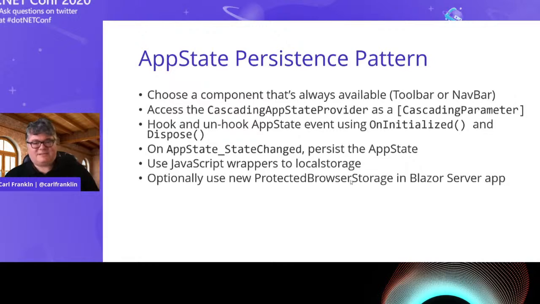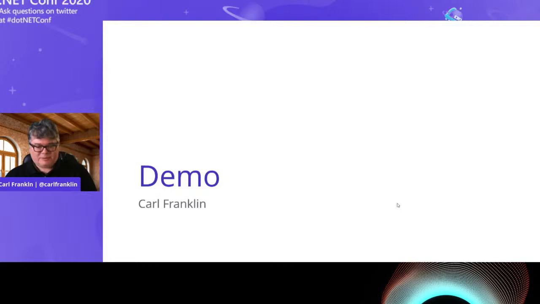So here's the app state persistence pattern. We're going to choose a component that's always available, like the toolbar or the nav bar. We're going to access the cascading app state provider. We're going to hook and unhook the same way we did with the service. And on the state changed, we're going to persist the app state. Now, you only want to do this in one place. That's why you've got to choose one component. We're going to use a JavaScript wrapper to local storage. And then I'm going to show you how to use the new protected browser storage in a Blazor server app. And yes, it only works in a Blazor server app.